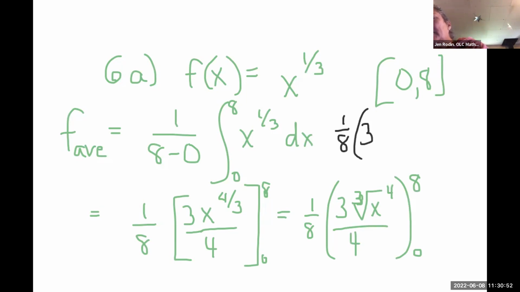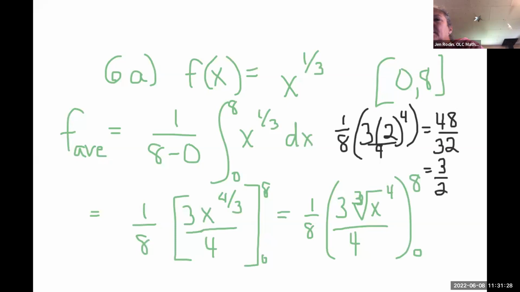3 times the cube root of 8 is 2 to the 4th over 4. See, this works. So 2 to the 4th is 16. 16 times 3 is 48 over 8 times 4. And reduce. 6/4, is it 3/2? I think 3, yeah, 3/2. So that's the average value of this function.